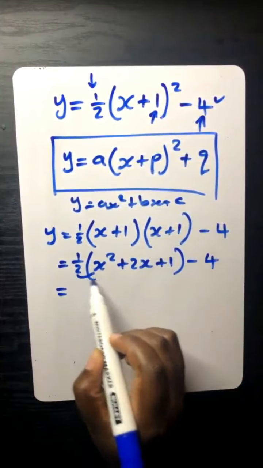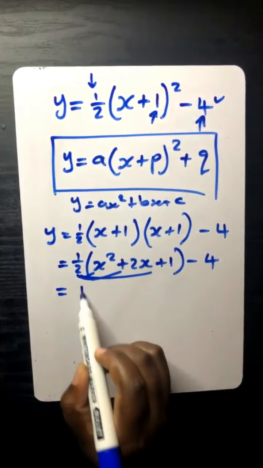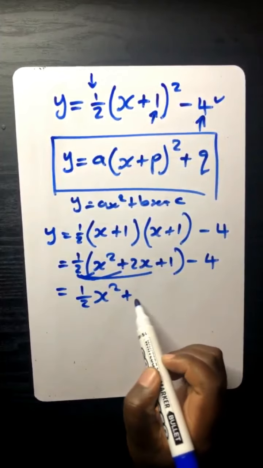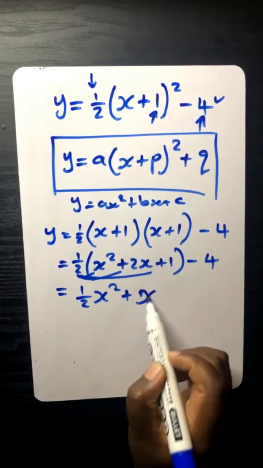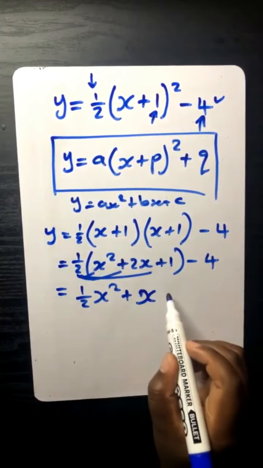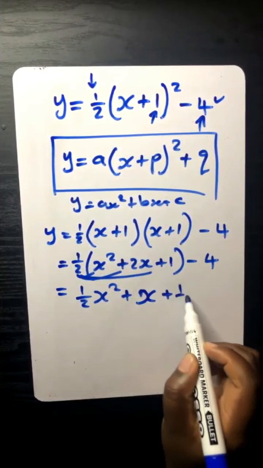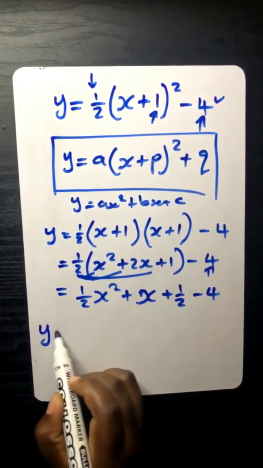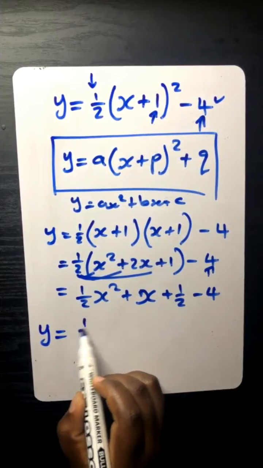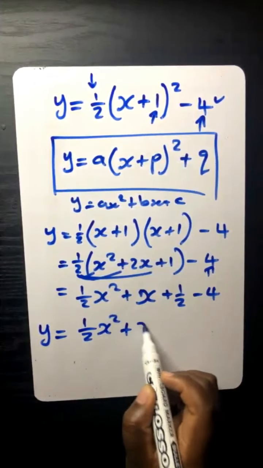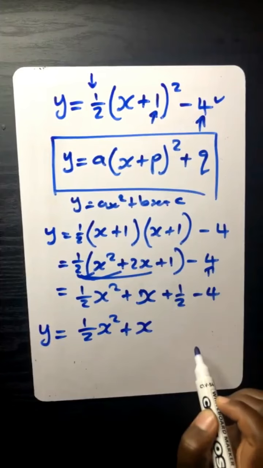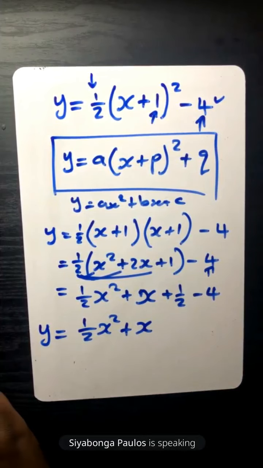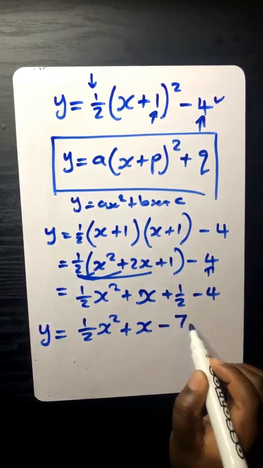Then what you do is do that by that, that by that, that by that. So you have half x squared, half times 2. Obviously, what is that, guys? I think it's 1. So you just have 1x. Then half times that, what is it? It's positive half still. Then you have that minus 4, which is that 1. So finally, you have y is equal to half x squared plus x. Then you calculate that. What is that one? I think it's negative 7 over 2, right?